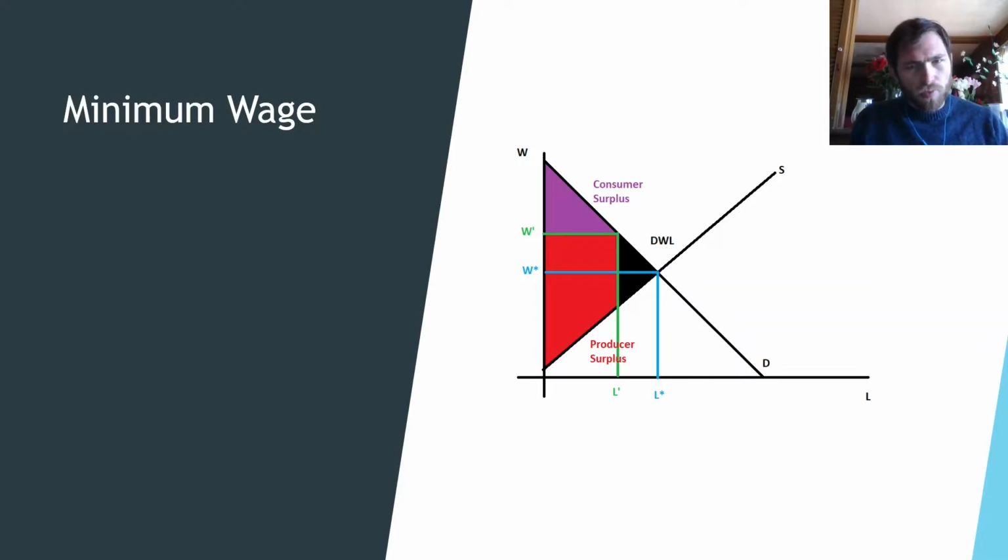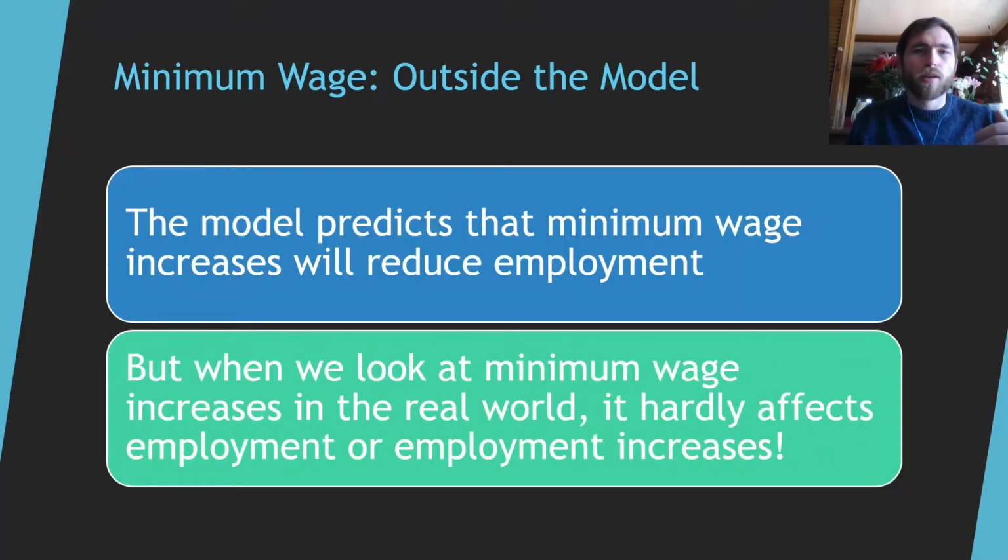Now, I think I've spoken about this in lecture at length, but I do want to highlight, in the real world, stepping outside of this model, which is a simplification of reality, we don't actually find that implementing a minimum wage creates a lot of unemployment. It generally doesn't. So our model predicts that minimum wage reduces employment, but when we actually look at it, it doesn't. And sometimes, oddly enough, it increases it. So I want to hit a few points of why that might be.